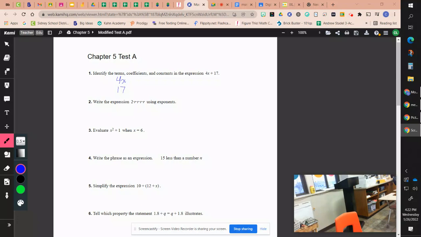Okay, so with any luck, you guys can still see my screen with the test on it. And now I'm going to write the coefficient. So I have the terms written. Welcome to the test review, by the way.